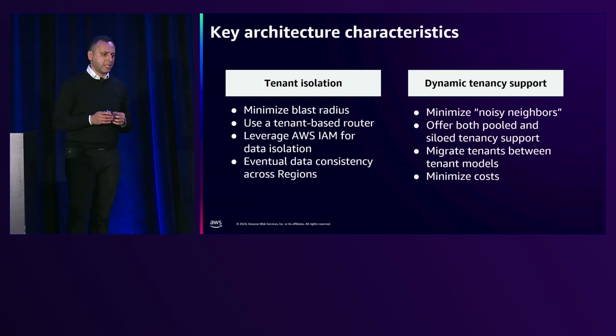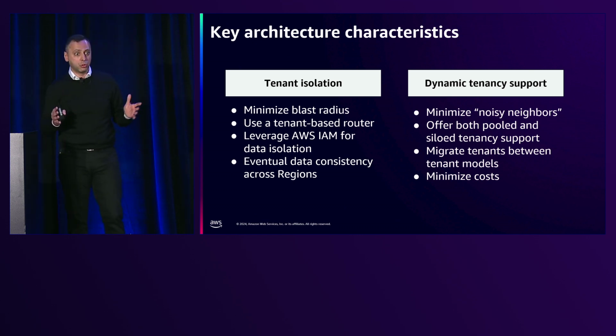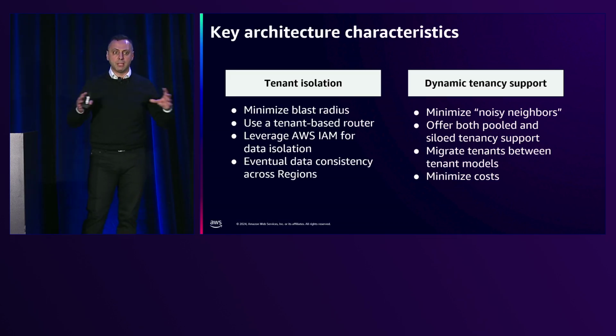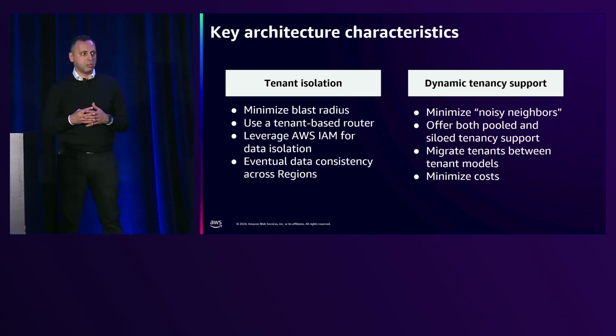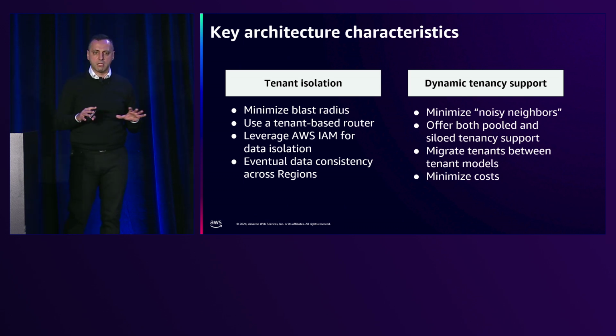So let's walk through the key attributes on this one. Here, again, our drivers were tenant isolation and dynamic tenancy support. On the tenant isolation side, we wanted to eliminate or at least control the blast radius. We wanted to use a tenant router so we could split our tenants across cells and distribute their traffic there. We leveraged AWS IAM to secure the data and create some data isolation when we're doing shared tenants. And lastly, eventual data consistency across regions was critical.